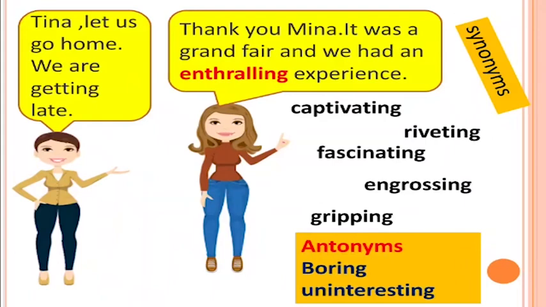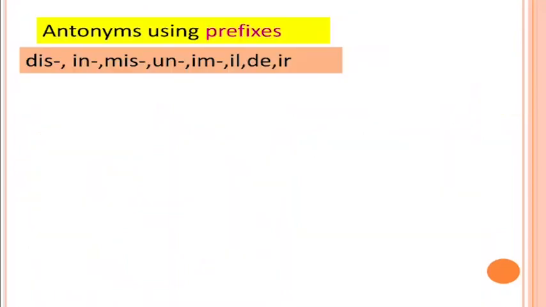So, along with Tina and Meena, we have visited the fair and also learnt the synonyms and antonyms of a few words during their conversation. So, children, now we would further learn that along with these, antonyms are also formed by using some prefixes. Prefixes like dis, in, mis, un, im, il, di and ir. That means to the root word or to the main word, you can add these prefixes to form their antonyms. Let's look at some examples.